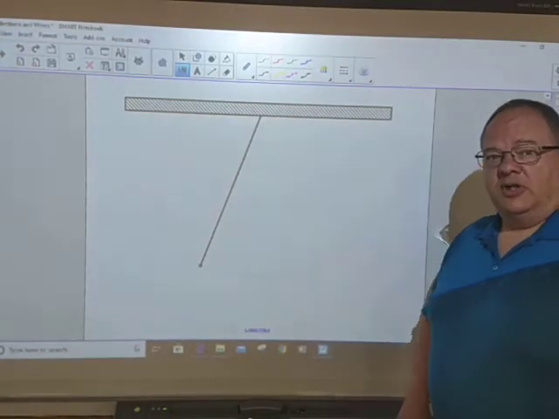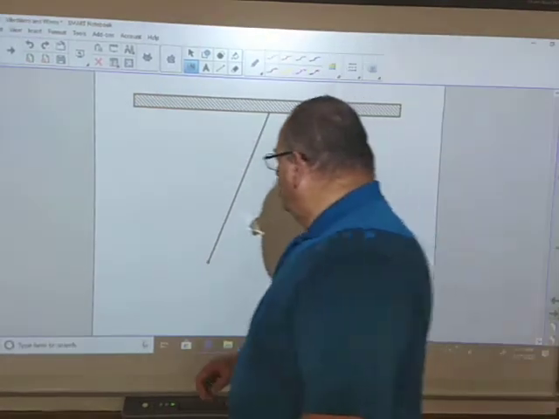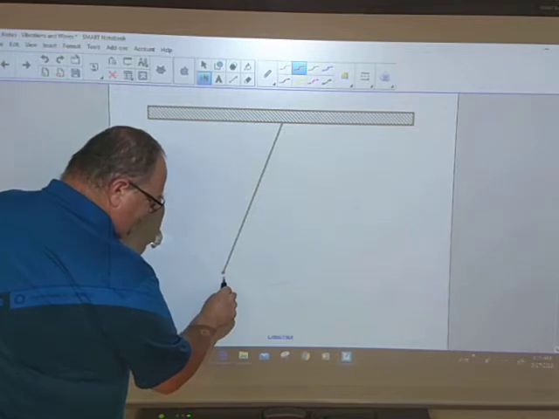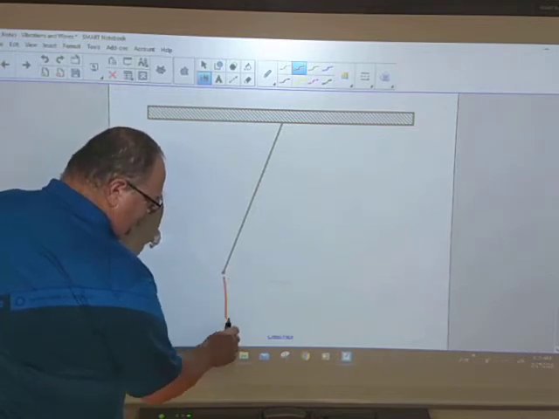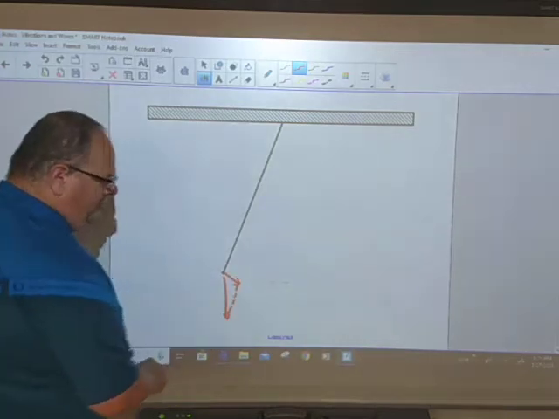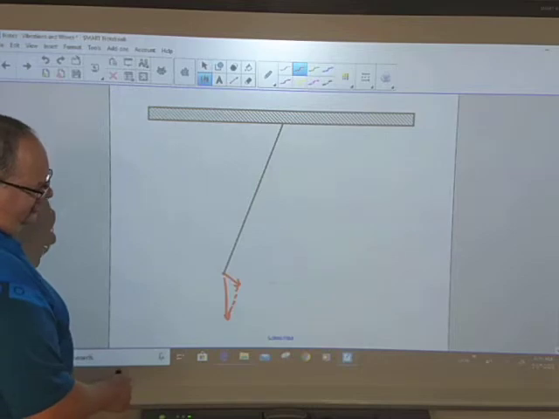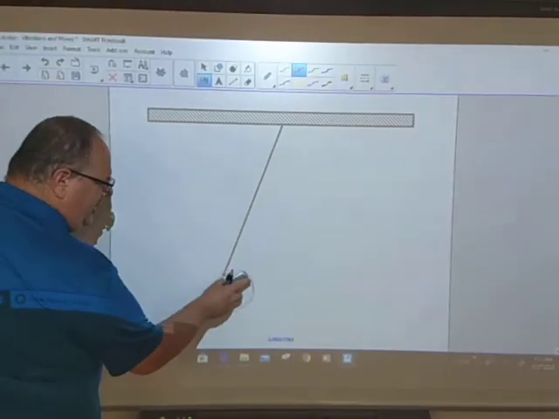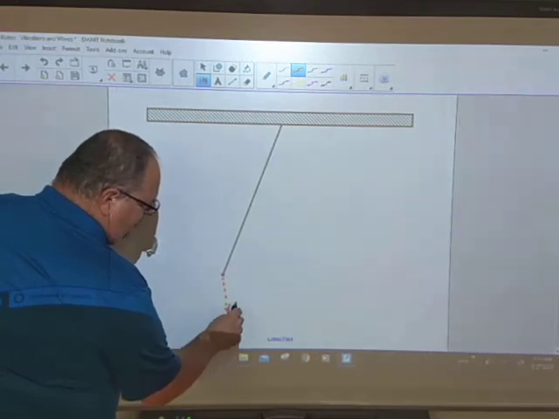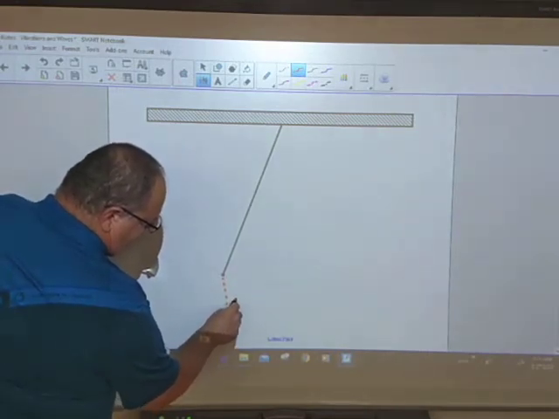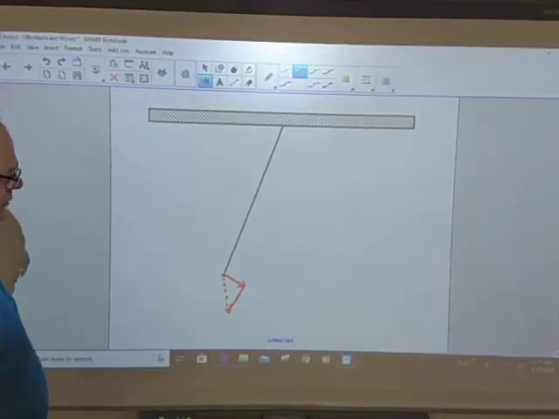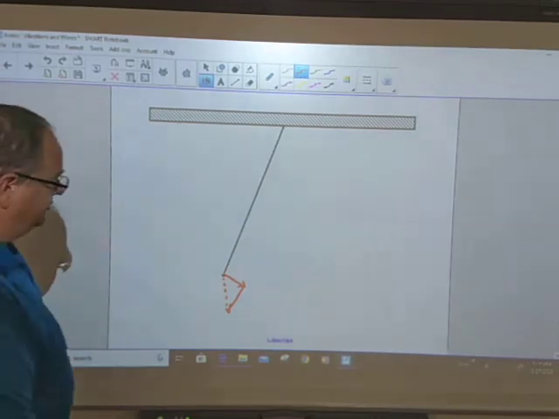All right, how about a pendulum? Well, we know with the pendulum that gravity's pulling down, and so there would be a component of gravity pulling back towards the middle. That's a terrible diagram. I'm going to try it again. Gravity's pulling down. That's not much better than the first one, sorry.